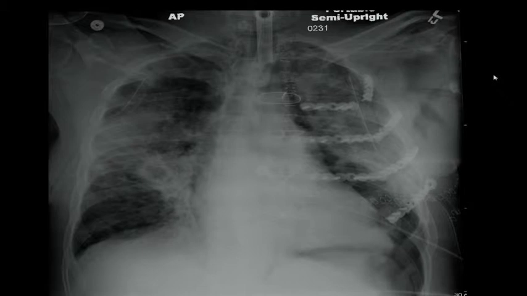So I see the chest X-ray. Seems to be like a patient with trauma, chest X-ray.